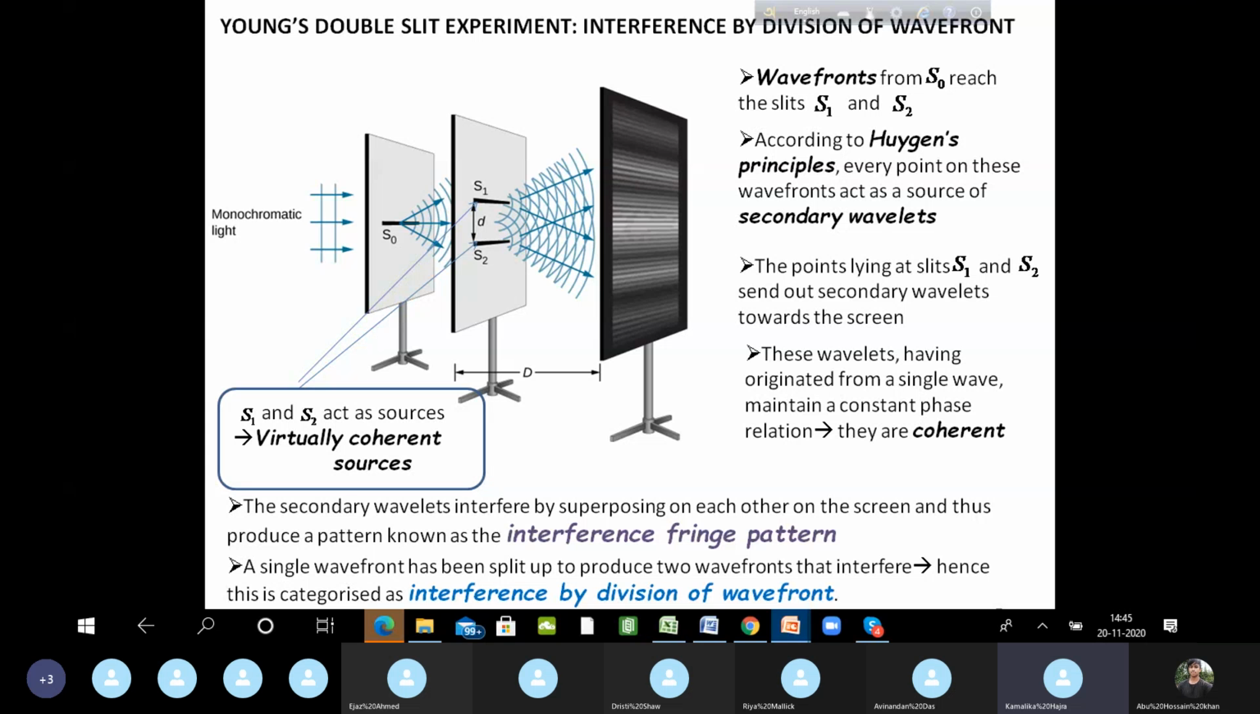Answer is, they are not actual sources, they are just slits, but they act as the positions of generation of secondary wavelets according to Huygens principle. And these secondary wavelets are originating from a single wavefront coming through S0. So they are coherent. Therefore, here in our experiment, S1 and S2 are not mere slits, they act as the sources, but they are virtual sources and coherent sources.